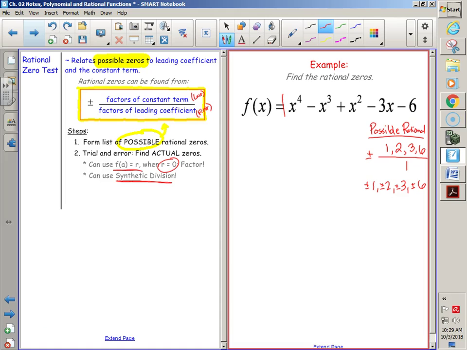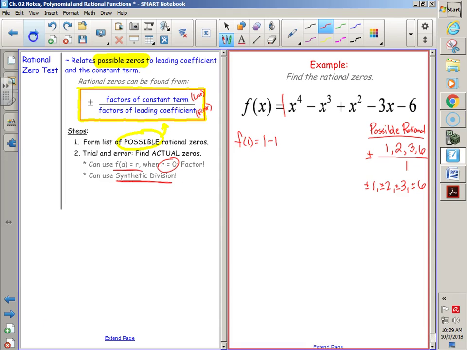So looking at our steps, don't we have to somehow do a trial and error testing process? So work with me. I need either the remainder to equal 0 or the function, when I plug in, to equal 0. What sounds easier to you guys if I'm just testing plus or minus 1? Should I do synthetics for each one or should I just plug in? That's what I think. 1's easy to plug in, right? So what if I plug in 1?